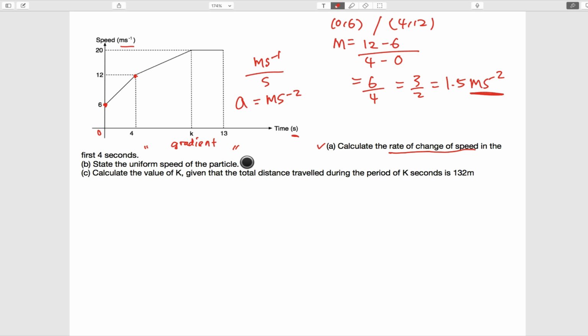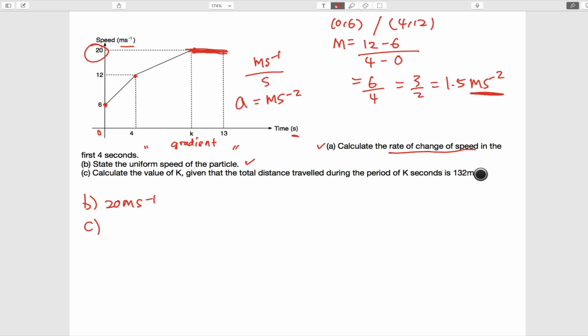Right, for the second part, the question asks you to state the uniform speed of the particle. That means the question wants to know what the uniform speed of this particle is. Obviously the uniform speed is a constant here, because only here the line is parallel to the x-axis. So the constant here is just 20. So over here in B, you just write 20 meter per second. It's just a 1 mark question. Then we go to C.